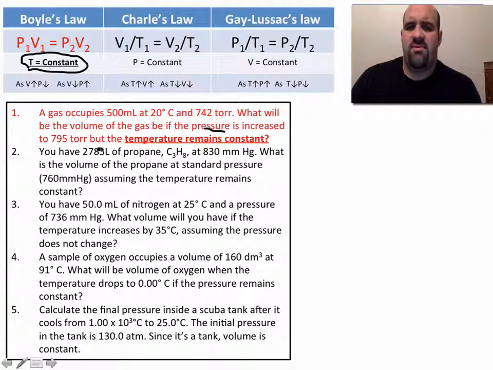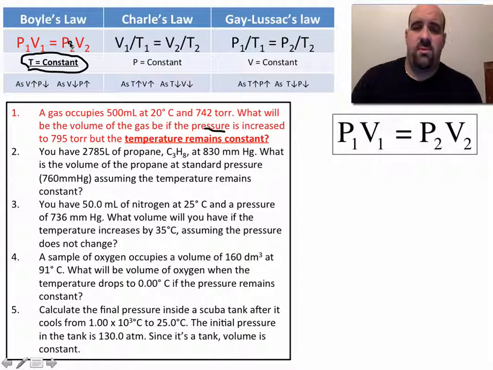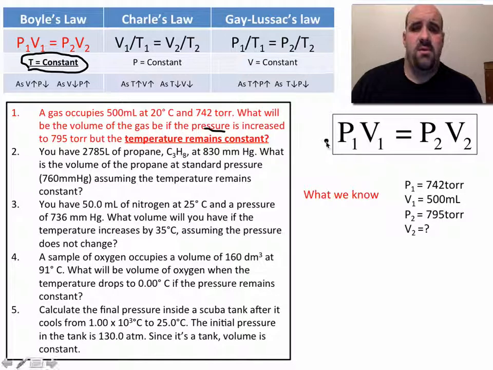So we have our variables here. We're using P1V1 equals P2V2. Right? That's because temperature is constant. And now all you really got to do is plug in your numbers. What do we know? We know that P1, the initial pressure, is 742 torr. We know the initial volume is 500 milliliters. We know that we're increasing the pressure to 795. So what's going to happen to the volume? And that's all we have to solve for.